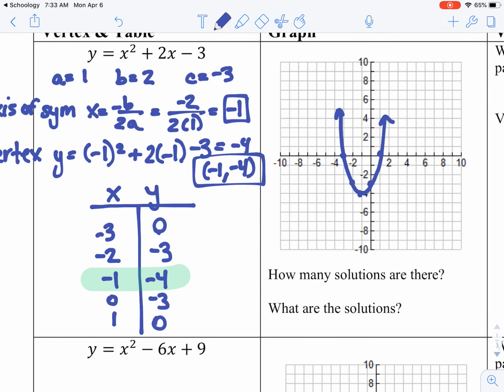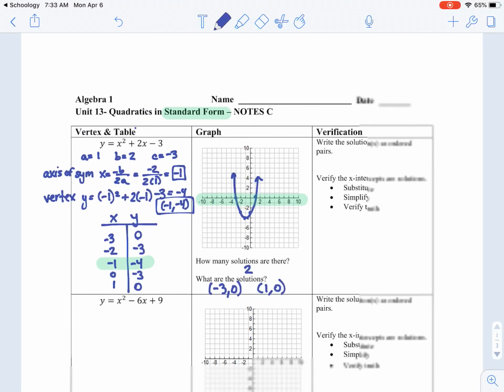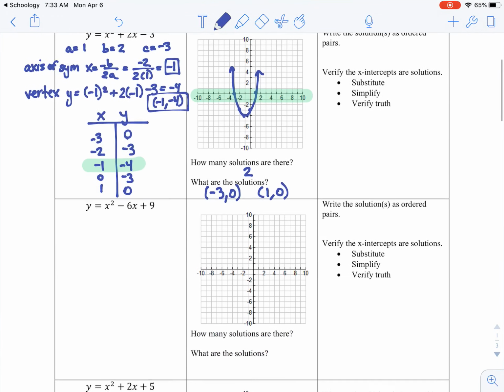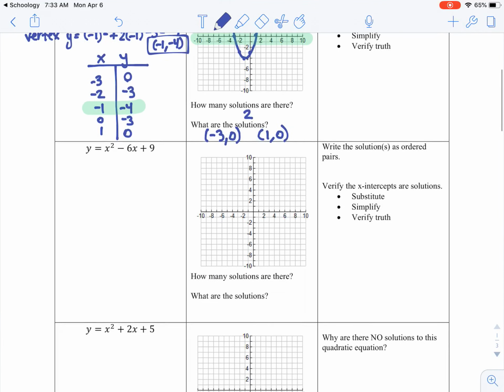So how many solutions I have: I look at my x-axis, and my graph crosses the x-axis 2 times. So I have 2 solutions, and they're negative 3, 0, and 1, 0. We're going to skip that third column.